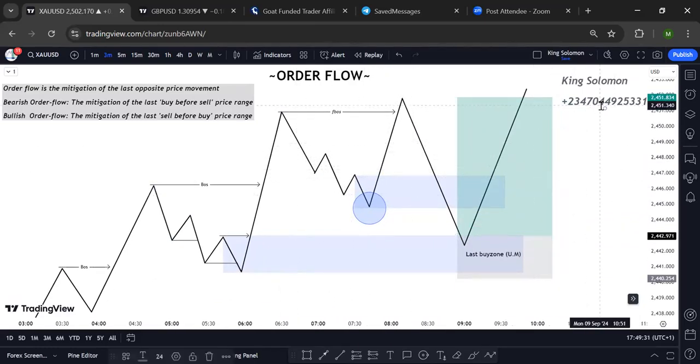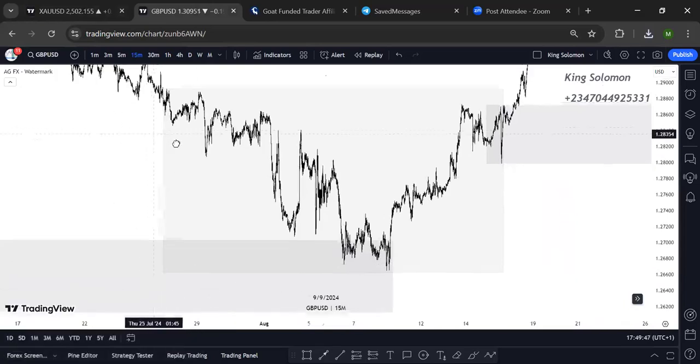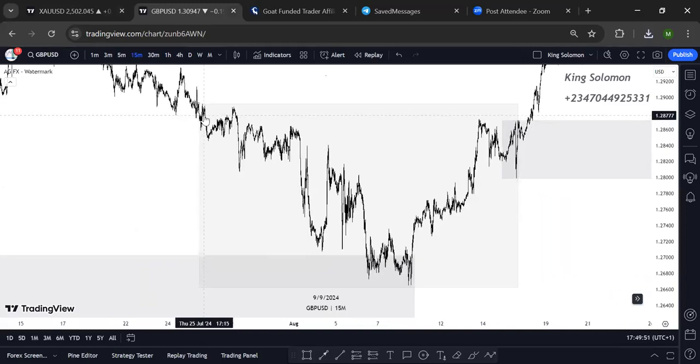Let me save this. Okay, so this is the chart I'm going to be using as the example, starting from here and ending here. So let's look at what we have here.